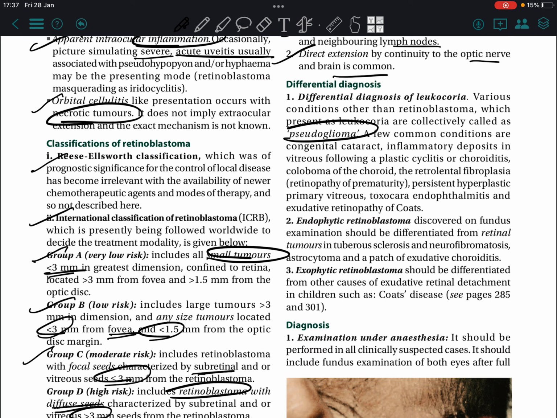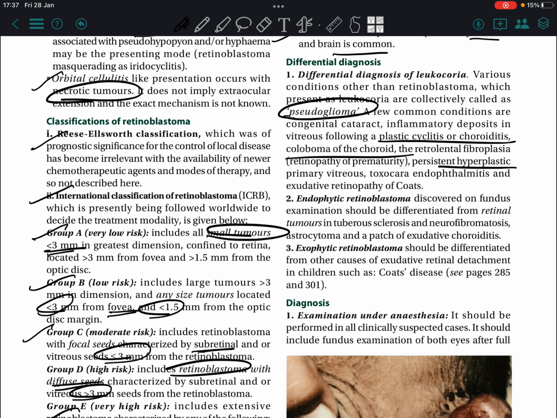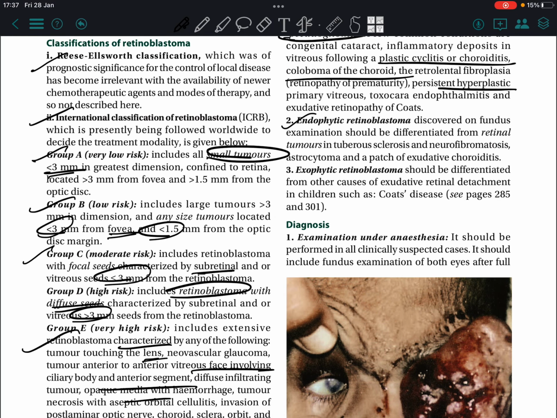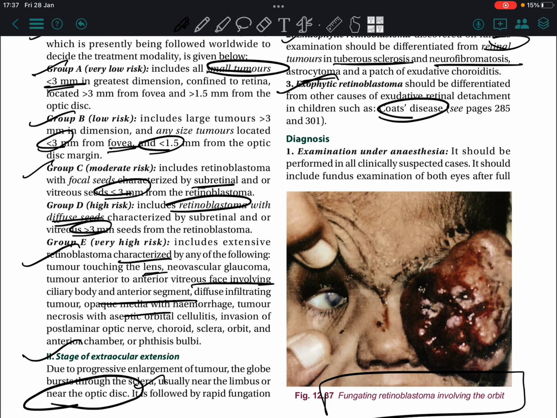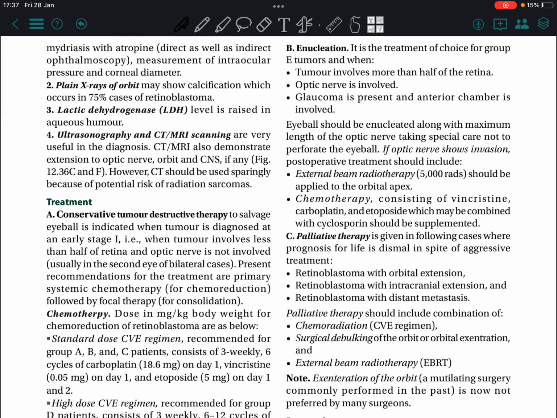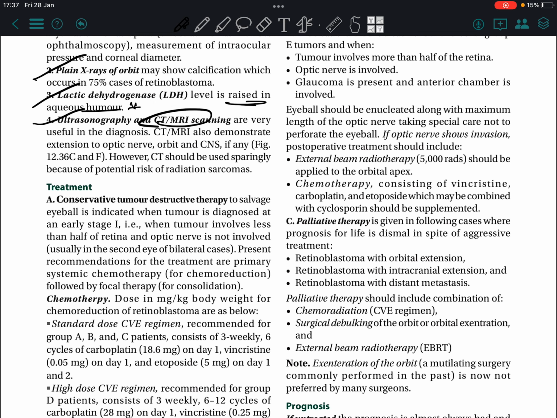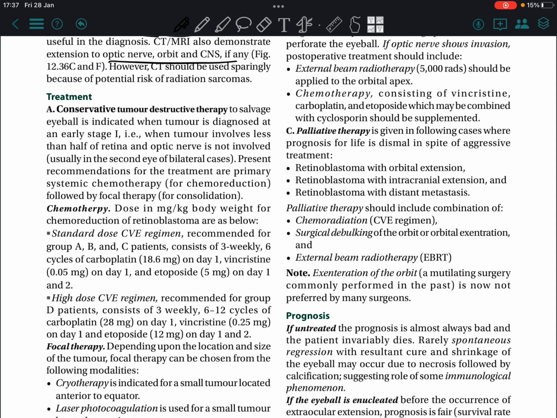Differential diagnosis: pseudoglioma, cyclitis, choroiditis, coloboma of choroid, persistent hyperplastic vitreous, endophytic retinoblastoma, tuberous sclerosis, neurofibromatosis, astrocytoma, Coats disease, and exophytic retinoblastoma. Diagnosis: examination under anesthesia, performed in clinically suspected cases. Lactic dehydrogenase level is raised in aqueous humor. Ultrasonography, CT, MRI show extension to optic nerve, orbit and CNS.